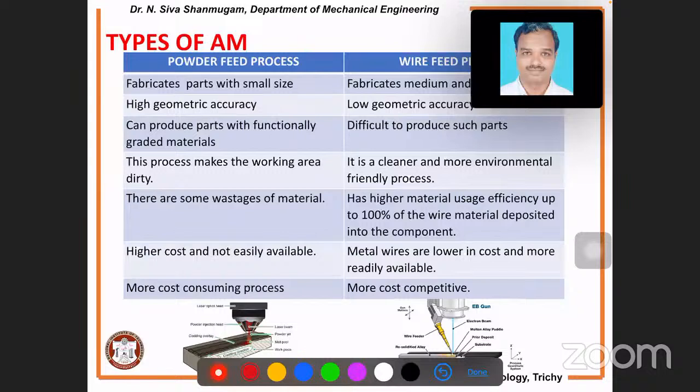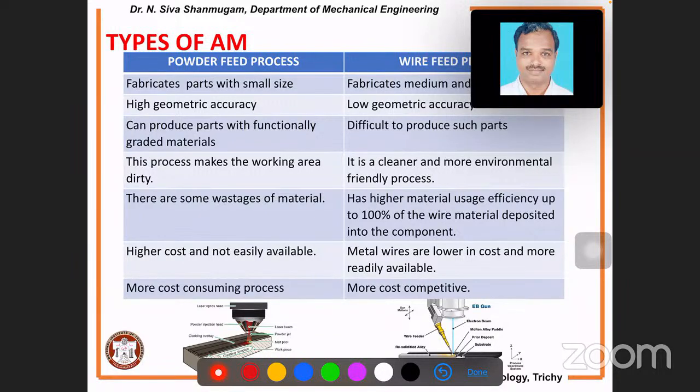This process makes the work area dirty, because when you go with powder, it is in terms of microns or nano powders. So this does not come under green technology. But when you are working with welding, if we have a fume extractor, and we are wearing PPE and using a shielding arrangement, that is a metal shield normally used for the shielding gas, then if you use proper PPEs, this technology comes under green technology.